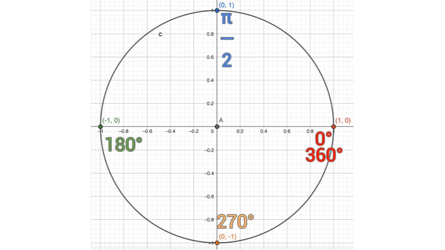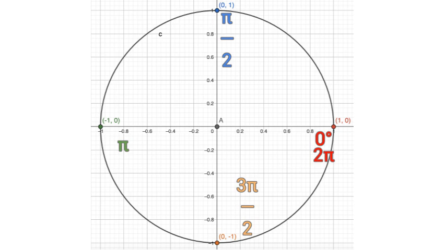Next, let's try the 180-degree angle. 180 times pi over 180 is just going to give us pi. Next, 270 multiplied by pi over 180 gives us 3 pi over 2. And finally, 360 multiplied by pi over 180 gives us 2 pi. Now, we've translated every angle here to radians.